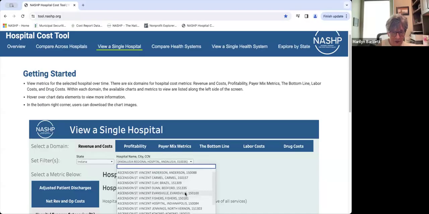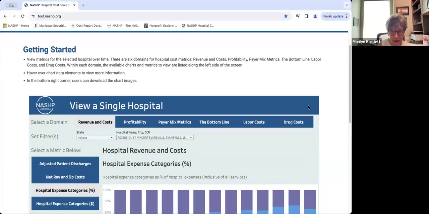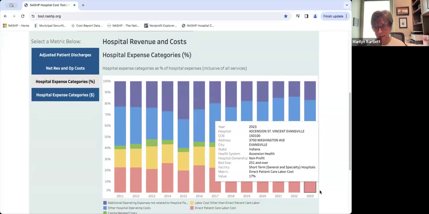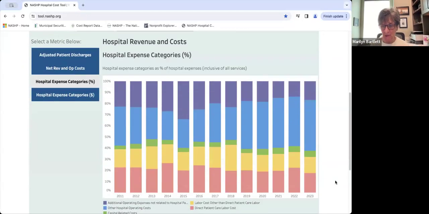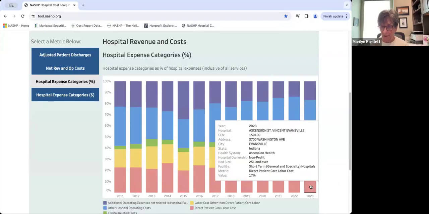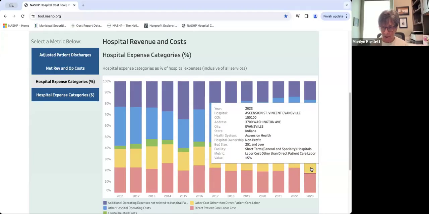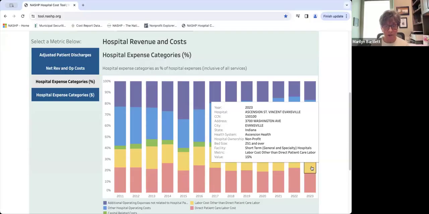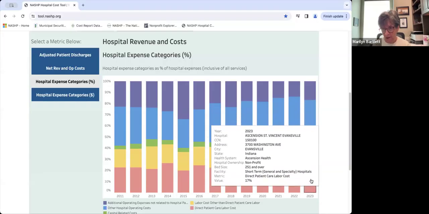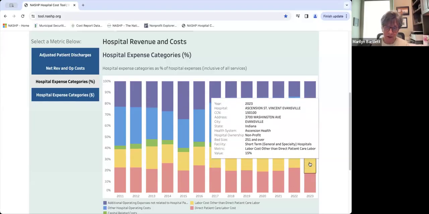But I'm going to bounce back to Evansville. This is the chart. Yeah, I knew that once I saw that chart, I knew it wasn't quite right. But this is interesting. When you add, it's 17% direct patient care labor and 15% other. Now, this isn't surprising for a system hospital because maybe a lot of the accounting and whatever is also coming from home office. But I think the thing that's interesting here is if you add these two together, the 15 and the 17, you're coming up with 32% of this hospital's costs are labor.